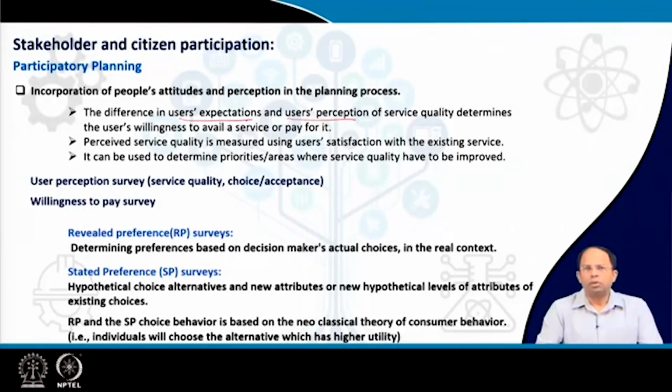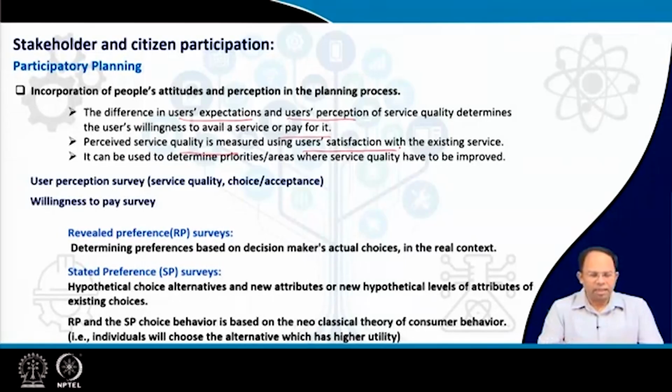So, based on these two things, people will be willing to avail a new service or a modification of the existing service, or they may be willing to pay an additional value from what they pay, or if they don't pay anything, they may be willing to pay something for it. So, one way to measure perceived service quality is using user satisfaction level with the existing service. That means existing satisfaction with a particular service is one way to determine how happy people are with it or what their perception about it is.